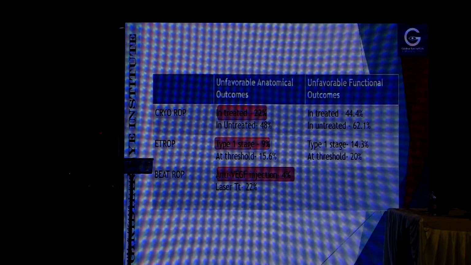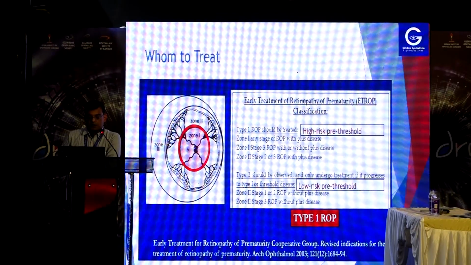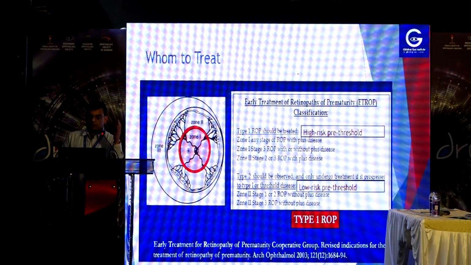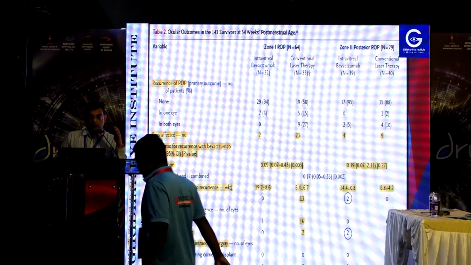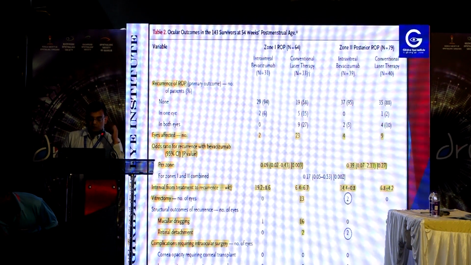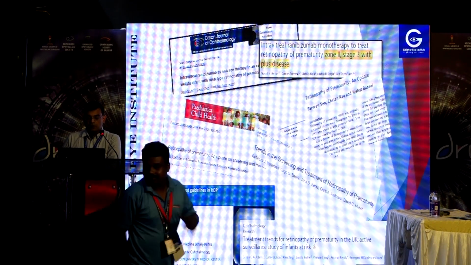This anti-VEGF injection is very good, but there are some shortcomings. ETROP has also defined the classification into high risk and low risk. The high risk is type 1 ROP, which needs treatment. Low risk is just to be screened, not to be treated. It is now well known and documented that zone 1 has to be treated with injections because the outcomes are better, and zone 2 has to be treated with laser, which has better outcomes. There are a lot of studies showing the benefits of multiple anti-VEGF treatments, ranibizumab and aflibercept along with bevacizumab also.